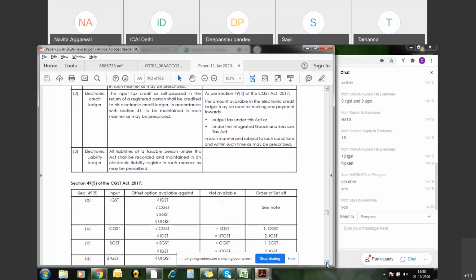Now, the electronic liability ledger. This ledger states that all liabilities of a taxable person under this Act shall be recorded and maintained in the electronic liability register in such manner as may be prescribed. As and when the return is filed, GSTR 1 is filed, the liability is reflected in the portal as well as in your books of accounts, because you are passing entries, making an entry of every outward supply and inward supply.